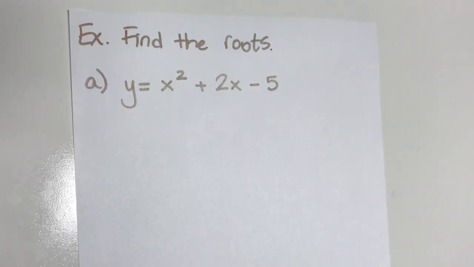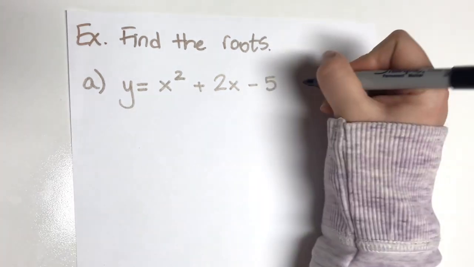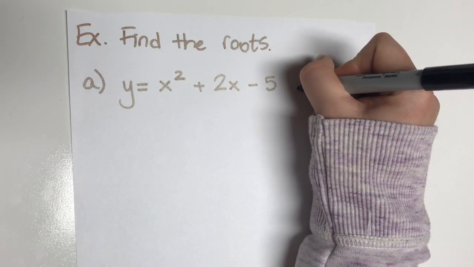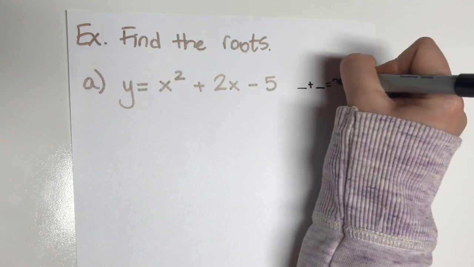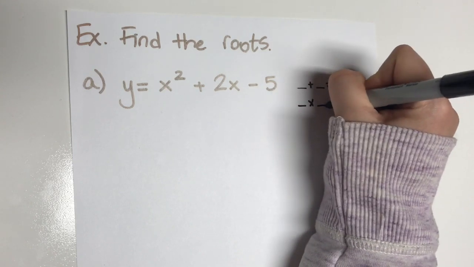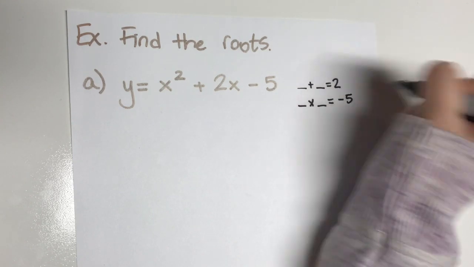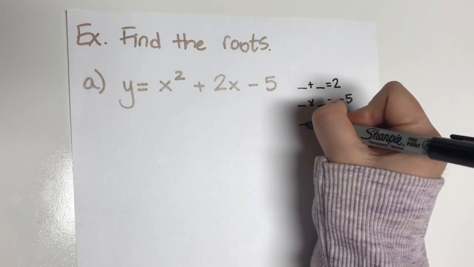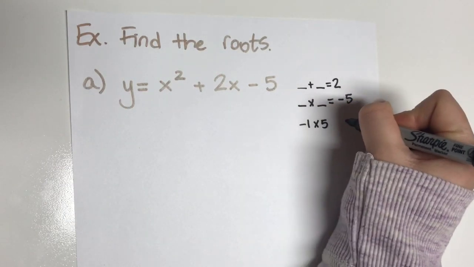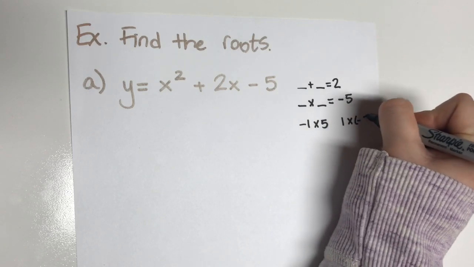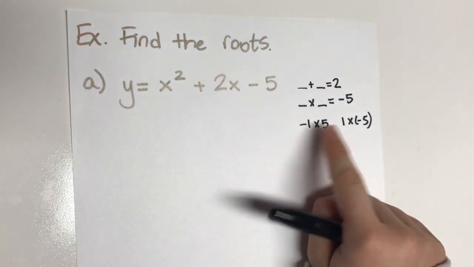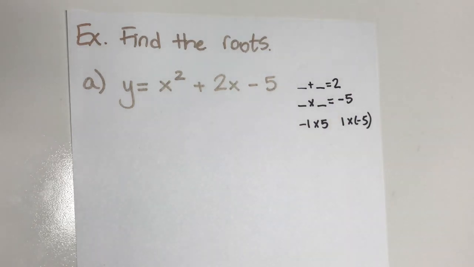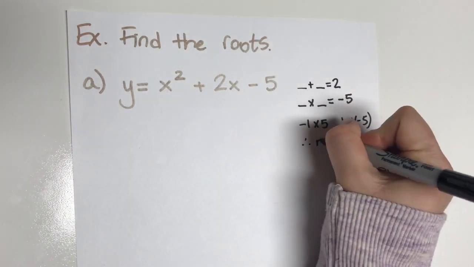All right, so this is asking us to find the roots. So that means I'm looking for two numbers that I can add together to make 2, and then I can multiply to make -5. So I'm going to look for the factors of -5, which would be -1 and 5, and 1 and -5. And as it turns out, neither of these add up to make 2, which means it is not factorable.